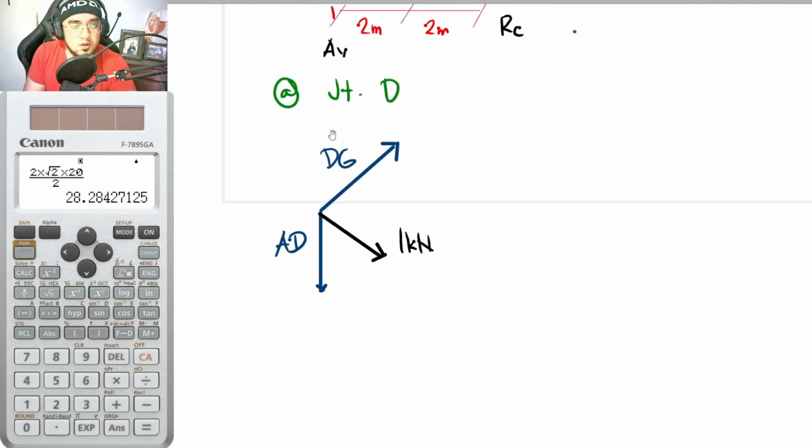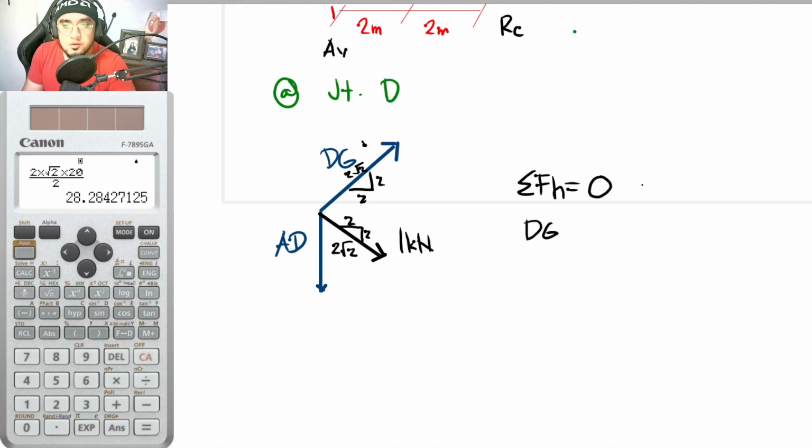Okay, so let us solve for this too. So getting the summation of forces horizontal equal to 0. Once again, the slope here is 2, 2, and 2 square root of 2. So what are the horizontal forces here? We have the horizontal component of DG and the horizontal component of 1 kilonewton. And 1 kilonewton here also has a slope of 2, 2, 2 square root of 2. So with that, to the right positive, DG is positive.